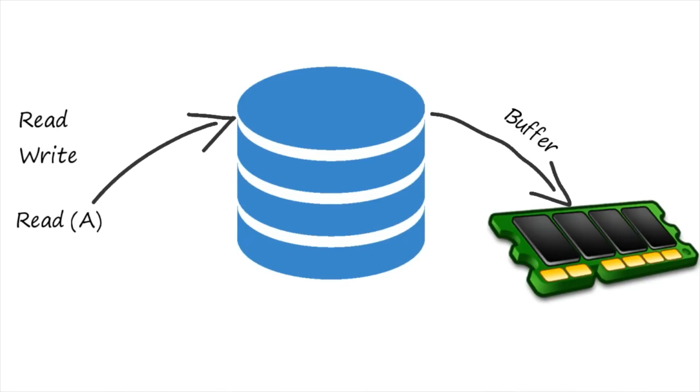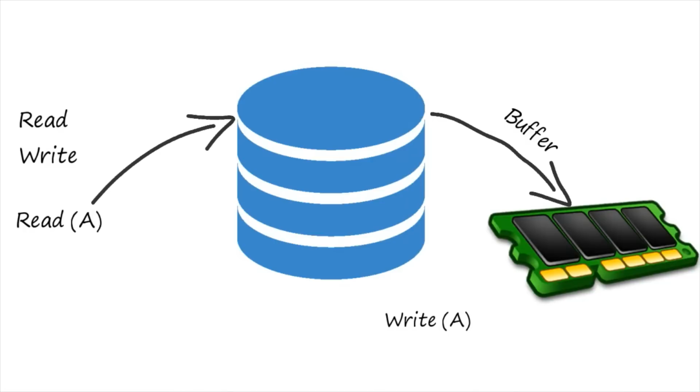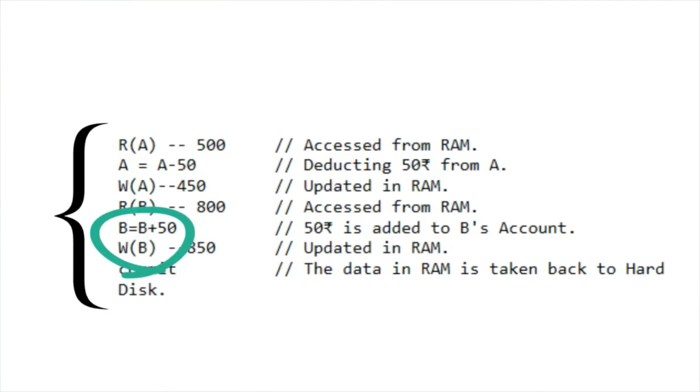So whenever we are reading some specific value, it is read from the database. However, after reading, it is stored in the buffer in the main memory. Then come to the write operation. Whenever I write write A, it will update the value of A from the buffer to the database. Writing means this kind of activity. B equal to B plus 50, then write B. So here I am updating the value of B from the buffer to the database.